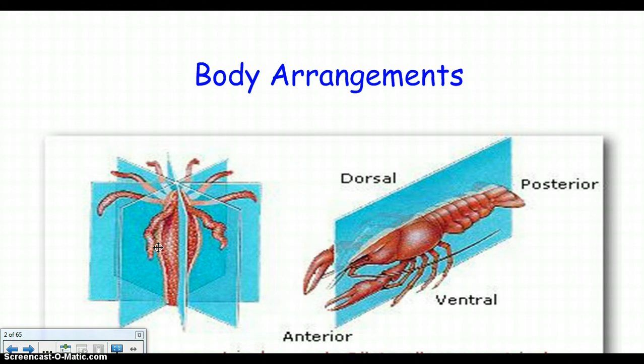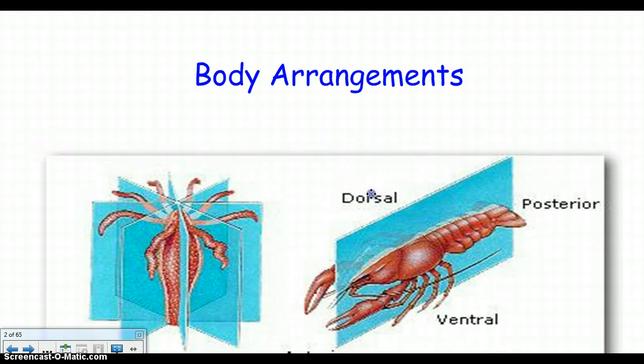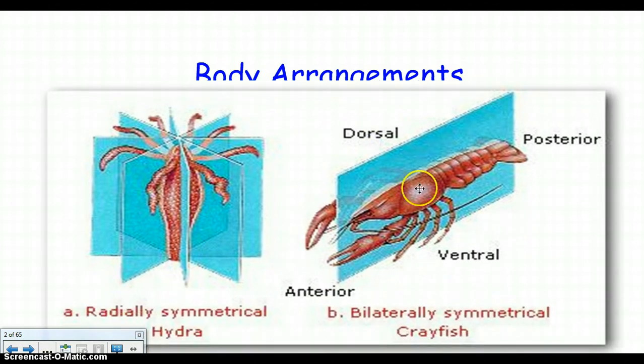Any animal that can be folded in two, basically, is considered to be bilaterally symmetrical. So here you can see that this crayfish or this lobster, it can be split so that it's equally divided into a left and a right portion. So if the animal can be split in two to be equal parts, then it's bilaterally symmetrical. And if there's many ways that you can split it in two so that they're equal halves, then it's radially symmetrical.